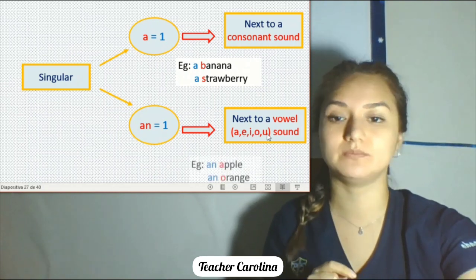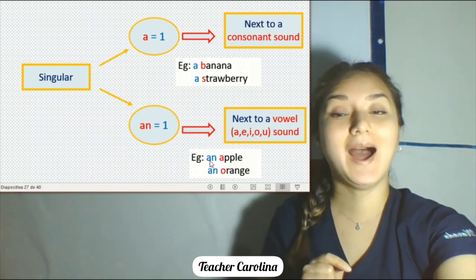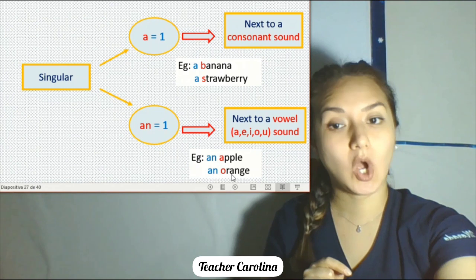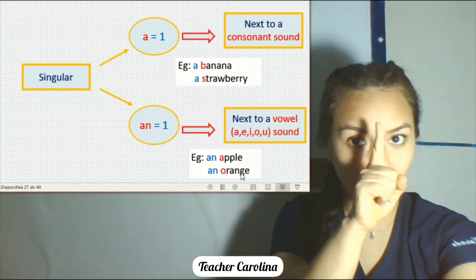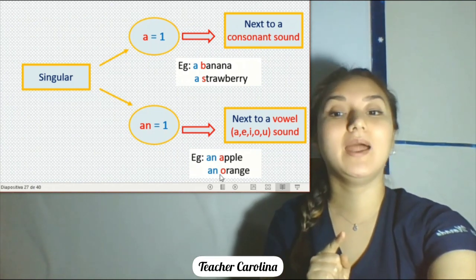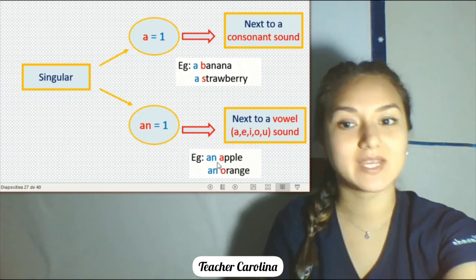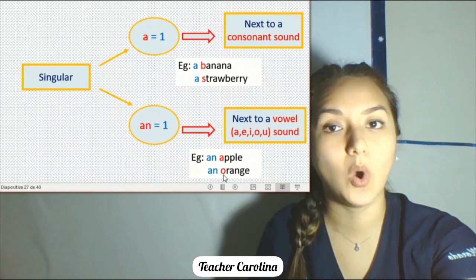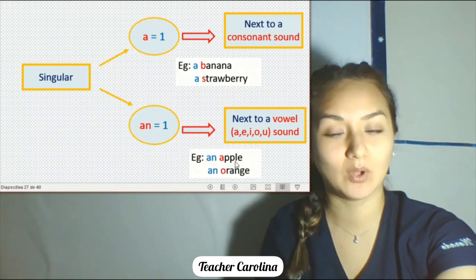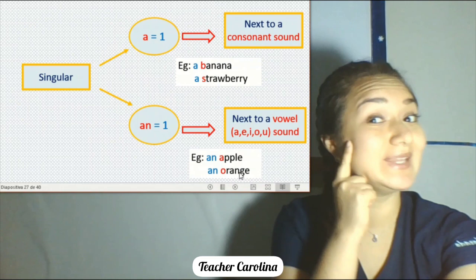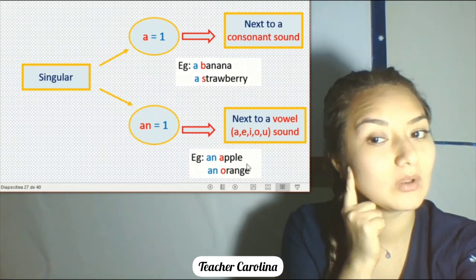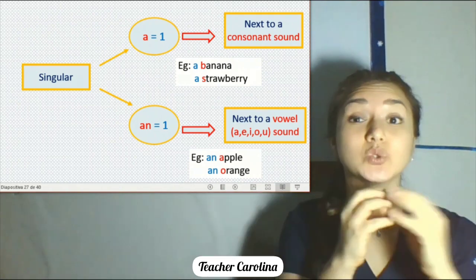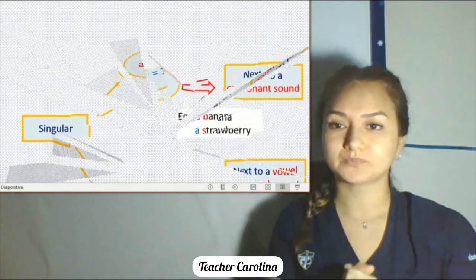For example, an apple, an orange. An apple, only one. An orange, only one. Take a look. Vowel A. Vowel O. An apple. An orange. And listen, please. An apple. An orange. Together. Okay? The sound is together.